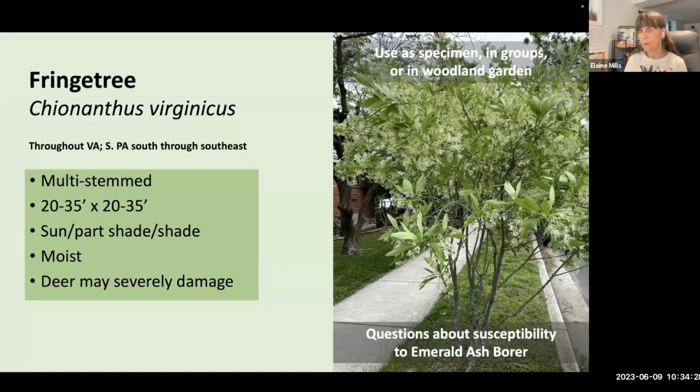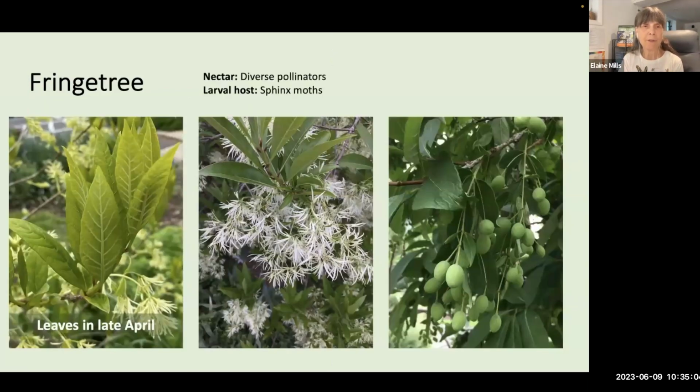Now, there have been some questions about the susceptibility of this tree to the pest emerald ash borer. That particular pest appeared in 2014 in Ohio, then spread to Illinois. And in speaking with a local tree steward, she's told me that our urban forester has alerted us that this tree could eventually become susceptible to the emerald ash borer, although none of us has noted any trees succumbing to this at this point. Fringe tree will have leaves showing up in late April, providing nourishment for the caterpillar stage of sphinx moths.